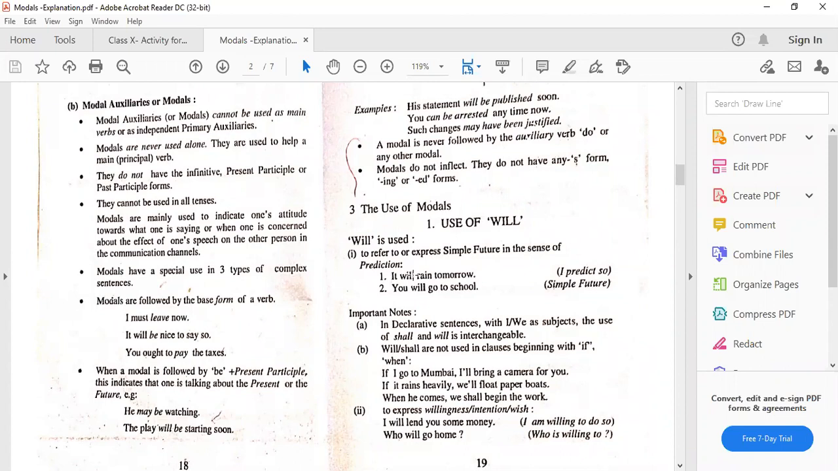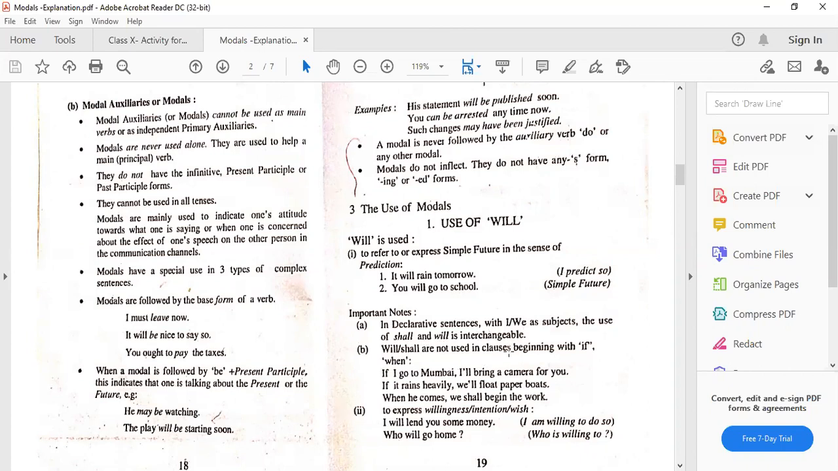Simple future. Important notes in declarative sentences. That means in the simple sentences with I, we as subjects, the use of shall and will is interchangeable. We have discussed it in the tenses. Future form जब आप करते हो tenses की, these will and shall is interchangeable.